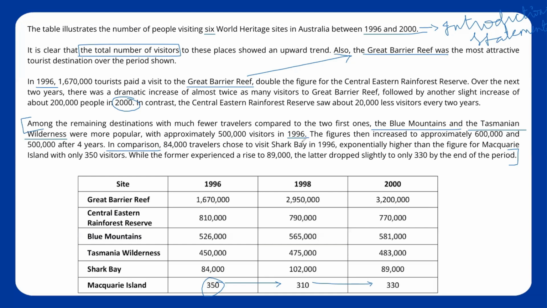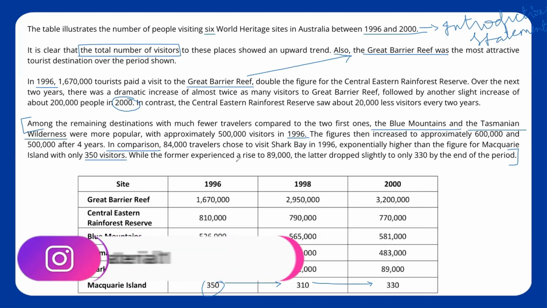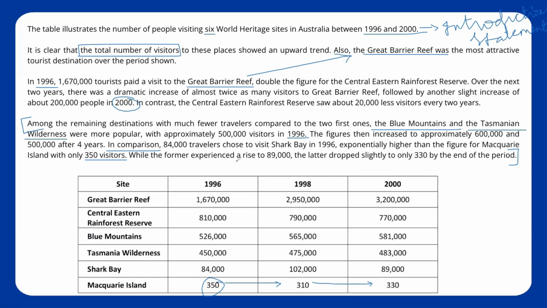84,000 travelers chose to visit Shark Bay in 1996, exponentially higher than the figure for Macquarie Island with only 350 visitors. While the former experienced a rise to 89,000, the latter dropped slightly to only 330 by the end of the period. This is called comparing the increasing trend with the decreasing trend. That is what I explained when I was trying to explain the strategy to write a table chart or to describe a table chart.